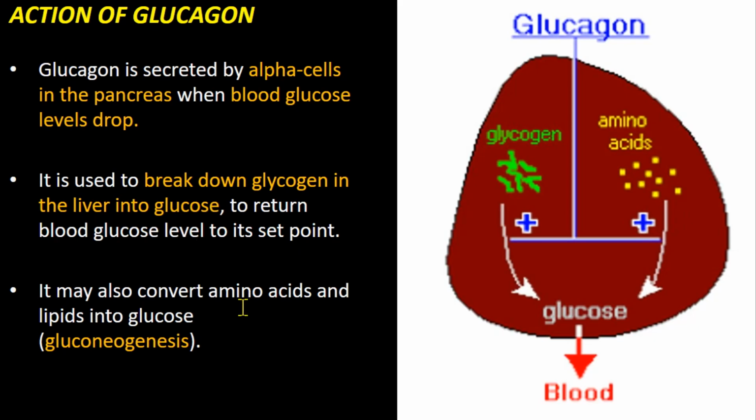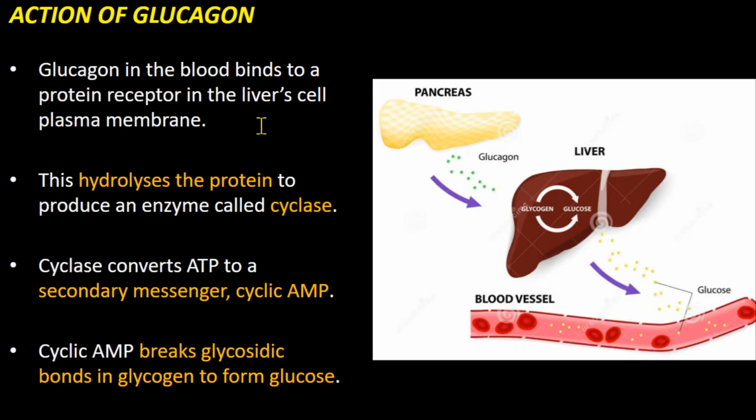But it may also convert amino acids and lipids into glucose. This is called gluconeogenesis. Basically, this means making new glucose. So glucagon in the blood binds to a protein receptor in the liver's cell plasma membrane. This would hydrolyze the protein and produce an enzyme called cyclase. Basically, it would break down that protein, a little fragment will pop off, and that would produce this enzyme.